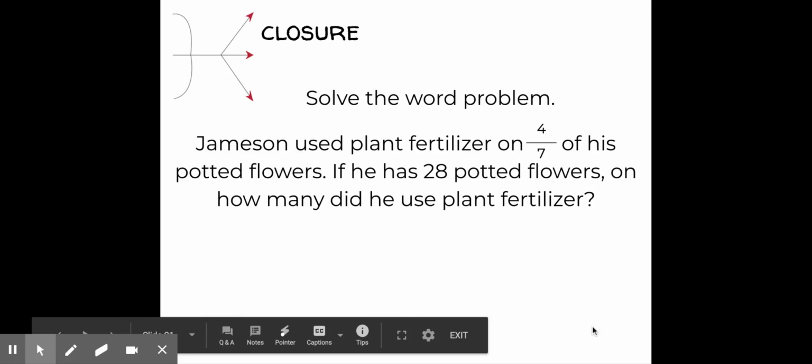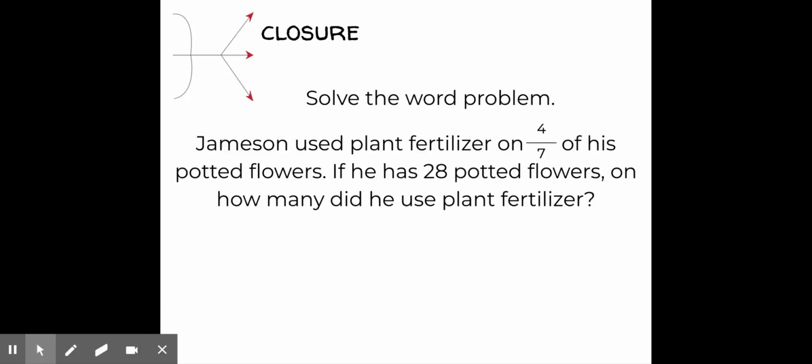Let's practice some closure questions. So let's solve this word problem. You can go ahead and pause and solve on your own and then come back and see how we solved it, or you can follow along with me. Jameson used plant fertilizer on 4/7 of his potted flowers. If he has 28 potted flowers, how many did he use plant fertilizer on?